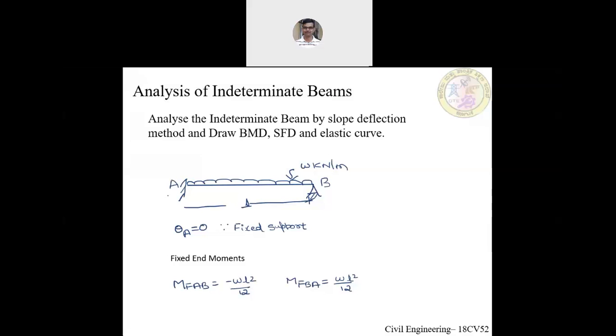And the next step is that we are required to calculate what are the fixed end moments. That is, if both joint A and B are fixed, what would be the reaction which gets generated at joint A and joint B? We know that for a span of L, for a uniformly distributed load, MFAB works out to be minus WL square by 12 because it is in anti-clockwise direction, and MFBA is equal to plus WL square by 12.